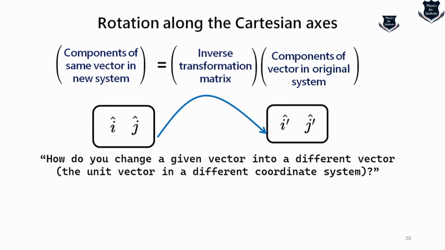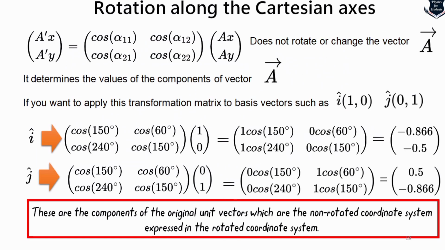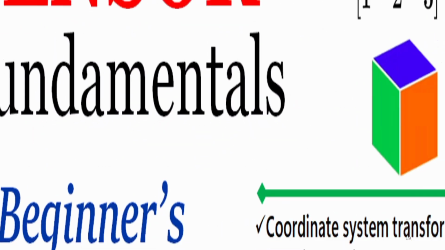Now also, I talked in the last video that this can be represented as the components of the same vector equal to the inverse transformation multiplied by the components of the vector in the original system. Now the question is: how do you change a given vector into a different vector? That means the unit vector should be in a different coordinate system. You see, the earlier one, let me go back, was just the components of the original unit vectors in a non-rotated system expressed in a rotated coordinate system.